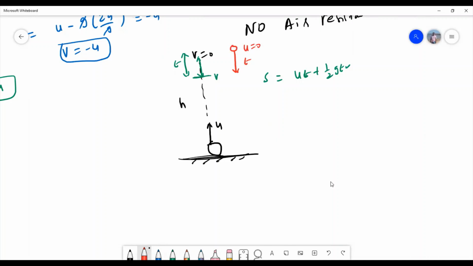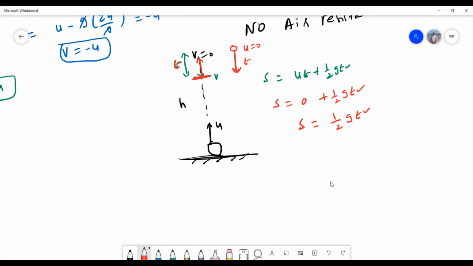So we can say that the distance covered by a vertically projected body in the last t seconds is the same as the distance covered by a freely falling body in the first t seconds. For this it is the last t seconds, for this it is the first t seconds. So we can say that s is equal to 0 plus half g t square. So a vertically projected body covers a distance of half g t square in the last t seconds. You should not confuse between the last t seconds and the total t seconds.